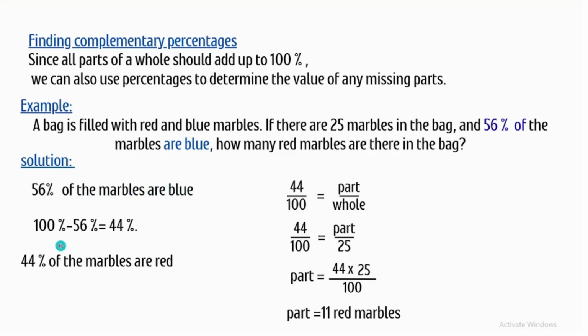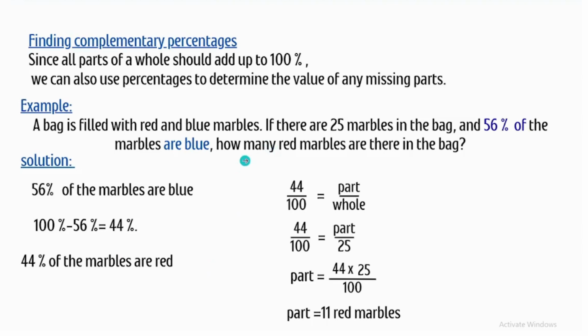So what is the percent of the red marbles? All the marbles should be 100%. So if the blue marbles equal 56%, the red marbles will be 100% minus 56%, which is 44%. So I know the percent of the red marbles.